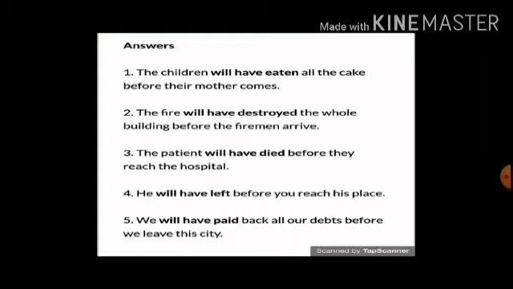Now, shall we try this interrogative WH form of questions? Yes. What will the children have eaten before their mother comes? What will the fire have destroyed before the firemen arrive? Who will have died before they reach the hospital? Who will have left before you reach his place? What will we have paid before we leave the city? Okay, guys, are you clear with this exercise?